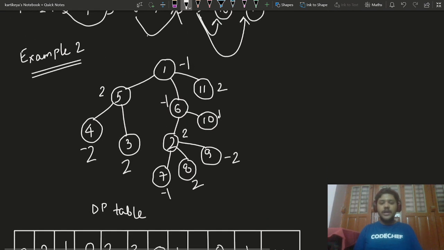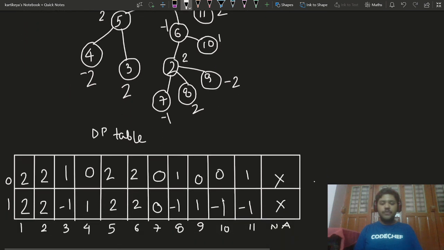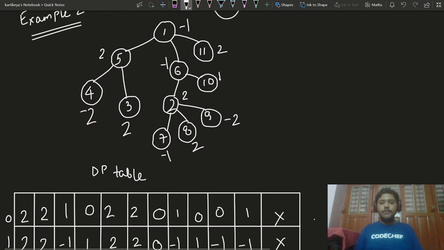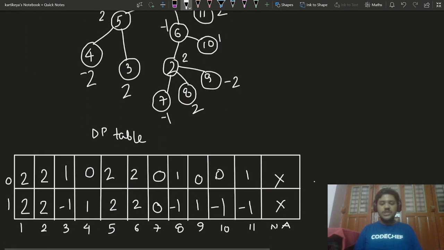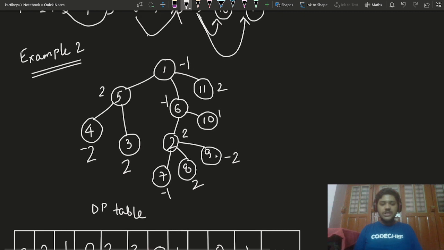Now come to 10. Can it offer a negative value? No, it cannot offer a negative value. Fill it with minus 1. Can it offer a positive value? Yes, it can offer a positive value. What magnitude? 1. What's the power of 2 in it? 0. Just fill it.